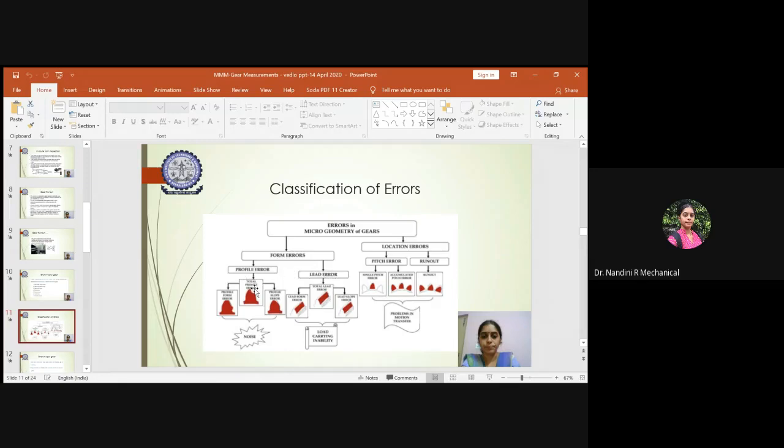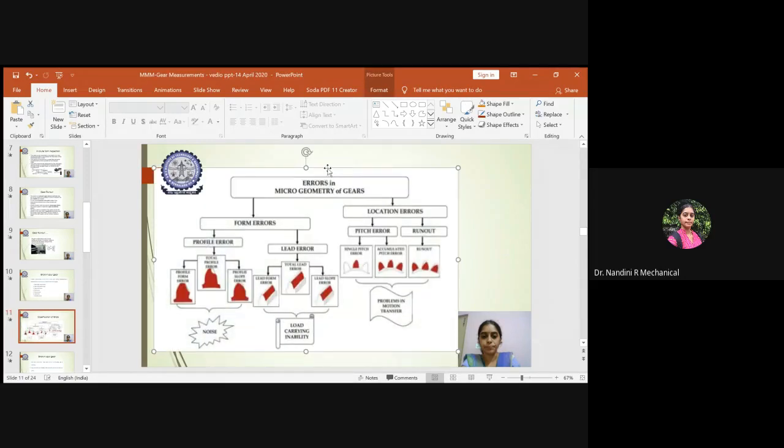Under the profile error, again, we dealt with three categories. Hope you remember all. Profile form error, total profile error, and profile slope error, right? So this was related to the form of the gear tooth you are obtaining, where you get the deviation in the given profile of the tooth itself. The other part was the lead error. In this we had lead form error, total lead error, and lead slope error also. So these are the parts which we dealt with already, related to the errors which come across in the geometry of a given gear.